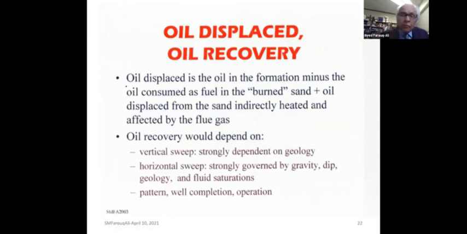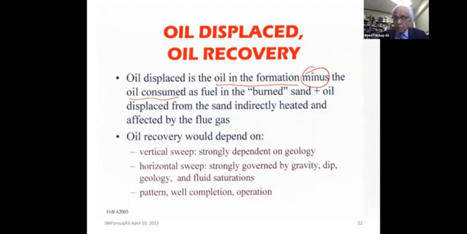Well, oil displaced is the oil which is in the formation minus the oil which is burned or consumed. It's a very simple calculation actually. If you have porosity, if you give me the air requirement, if you give me the time, I can give you the oil recovery. It's a simple calculation, maybe takes 10 minutes.